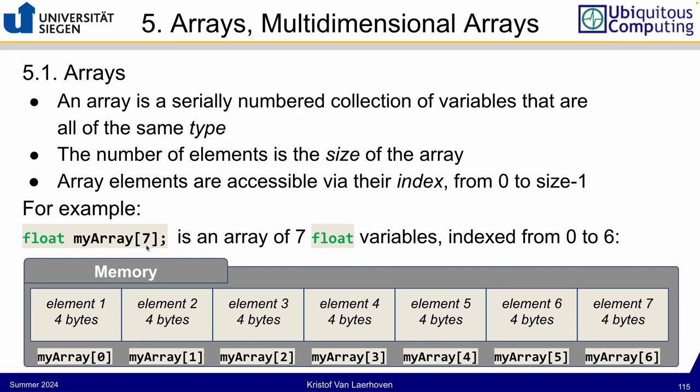Right, and that's where novices usually make a lot of mistakes, because if you create an array of size 7, then you can iterate only until 6, but that is normally not that much of a problem. The way it says here, my array 0 is the first element and has 4 bytes and is a float. The last element is my array 6, the 7th element of my array, and has also 4 bytes and is also a float.